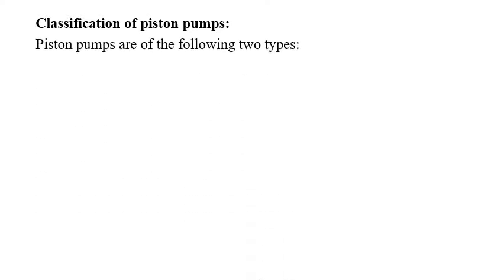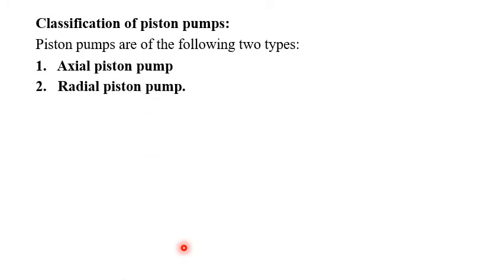Next is the classification of piston pumps. Piston pumps are broadly classified into two types: axial piston pump and radial piston pump. In the first case, the axial piston pump is of axial design. It has a number of pistons that are arranged parallel to the axis of the cylinder block.